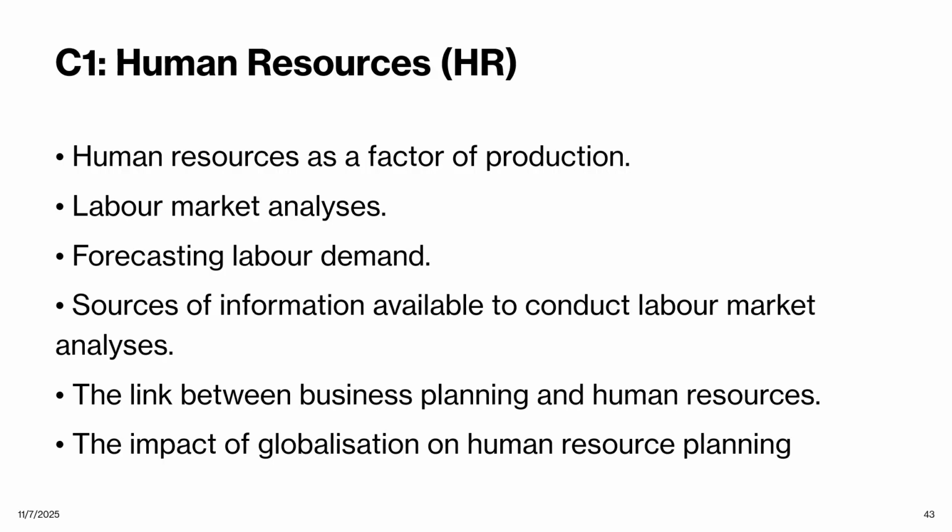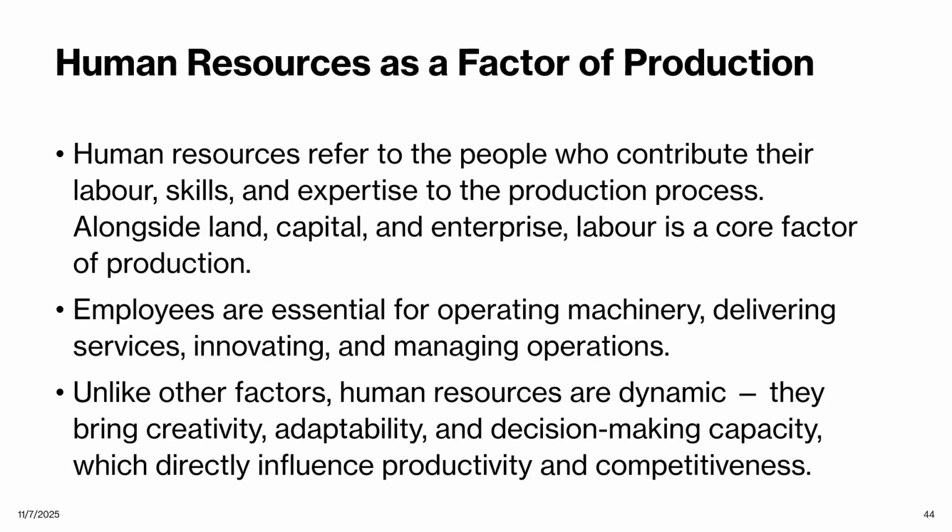So let's look at C1, which is human resources. So, human resources as a factor of production. Human resources refer to the people who contribute their labour, skills, and expertise to the production processes. Alongside land, capital, and enterprise, labour is a core factor of production.